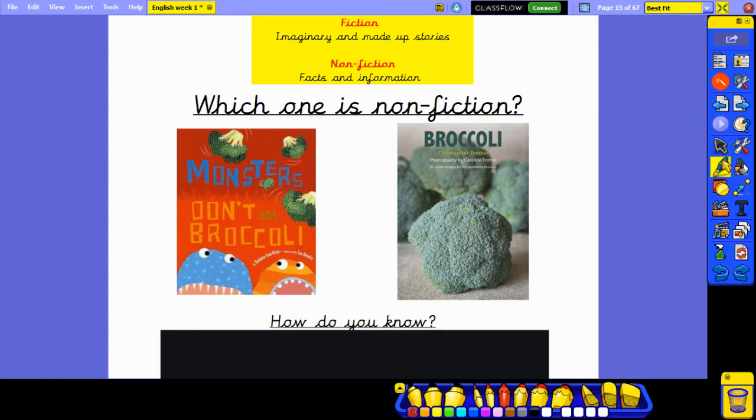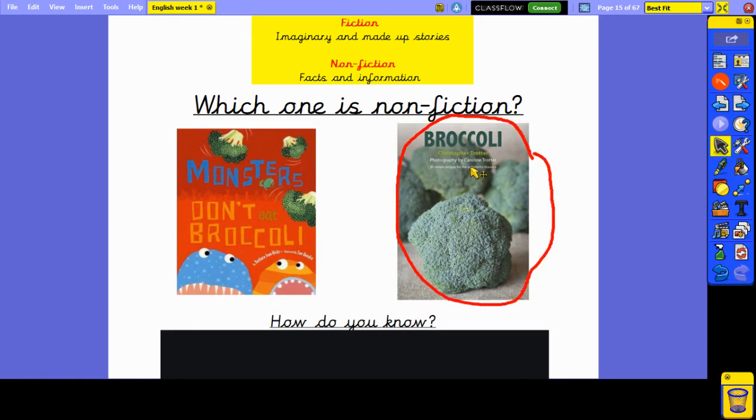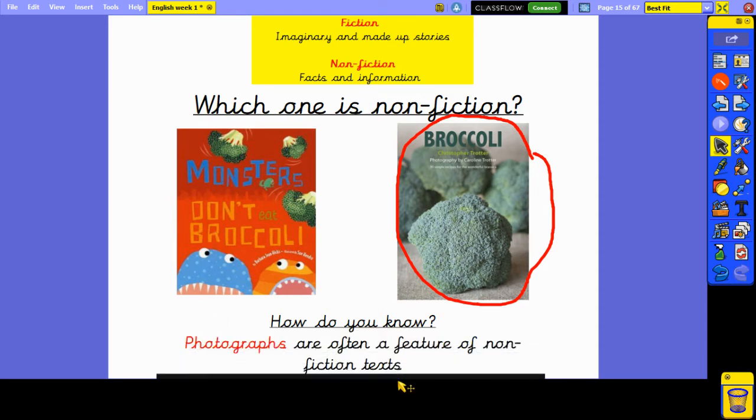Which one of these books is non-fiction? Non-fiction, facts and information. I think it's this one here. This looks like it's going to give us facts and information. This one is about monsters, so I would imagine it's made up. Also, another great clue is that non-fiction texts often use photographs because they can photograph things in real life. They don't have to draw the pictures. Non-fiction texts often use photographs.